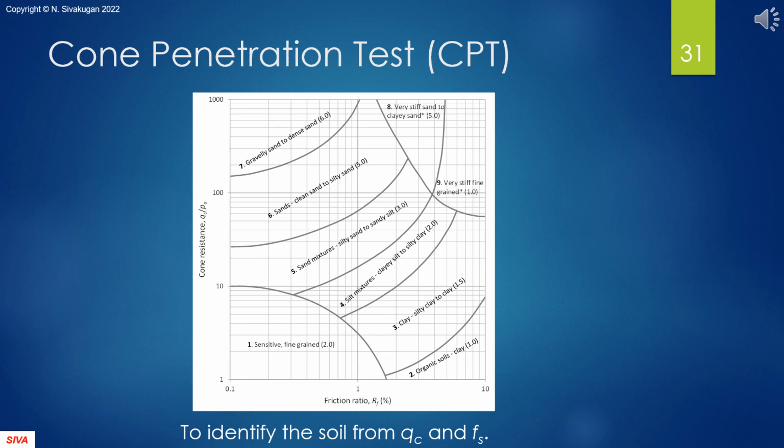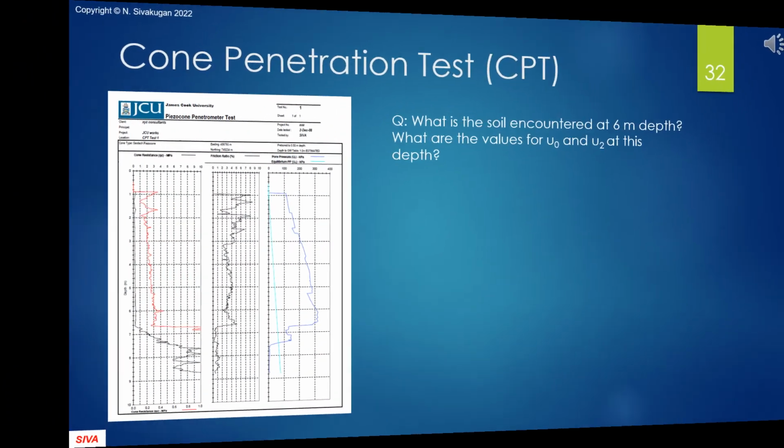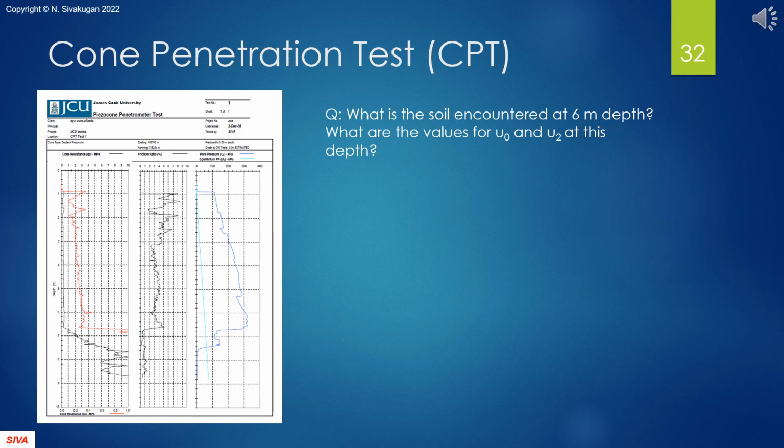This is called the soil behavior type, or SBT, chart. This is a cone resistance versus friction ratio plot with 9 different zones. Depending on where we are on the plot at a specific depth, we can identify the soil type. Here is a typical log from a piezocone test, showing the variations of the cone resistance, friction ratio, and the pore water pressure with depth. Note that the readings are almost continuous with depth.